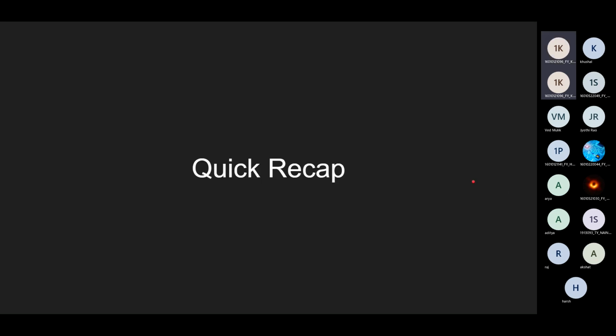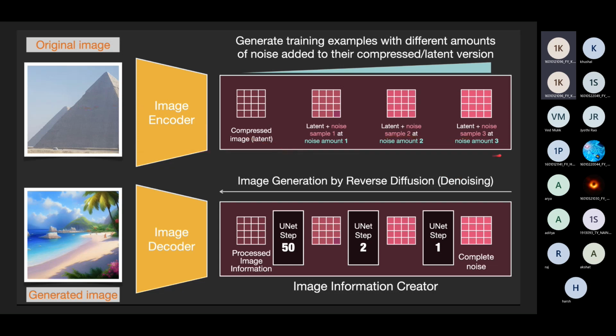Okay, a quick recap. This is our forward process. During the training process, our image is first encoded into a compressed image latent. Then noise is added to this, and then it is forwarded to the reverse diffusion part. During the reverse diffusion part, a completely noisy latent is first taken, and it keeps subtracting some amount of noise until we get a final processed tensor, and this tensor is then decoded into the final image. Does anyone have any doubts here?